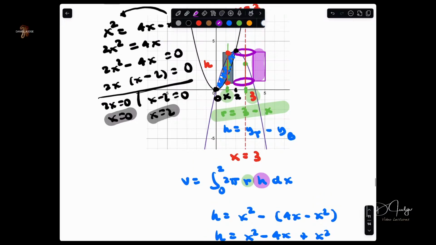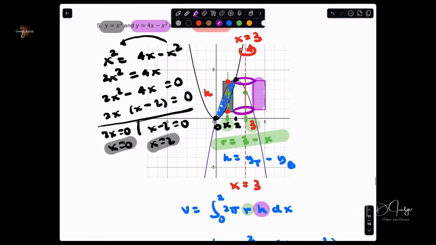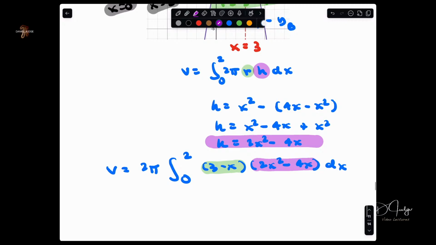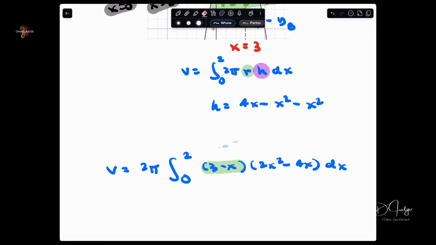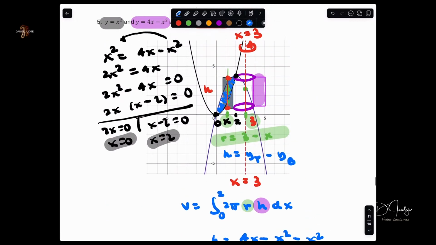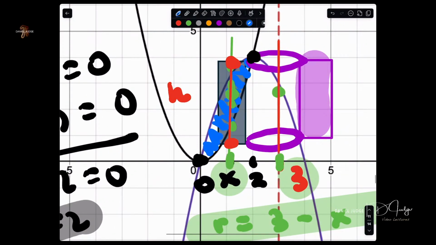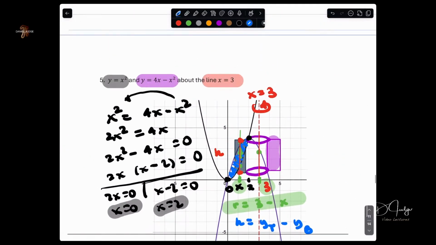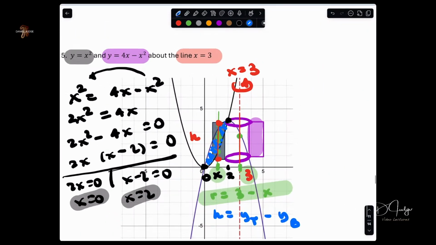And let me double check. Oh, I have it backwards. It's 4x minus x squared. Okay, we have it backwards here. Just be careful. I'll show you what I mean. Okay, the top curve is purple. The bottom curve is black. So the top curve is purple and the bottom is black. We see it there.